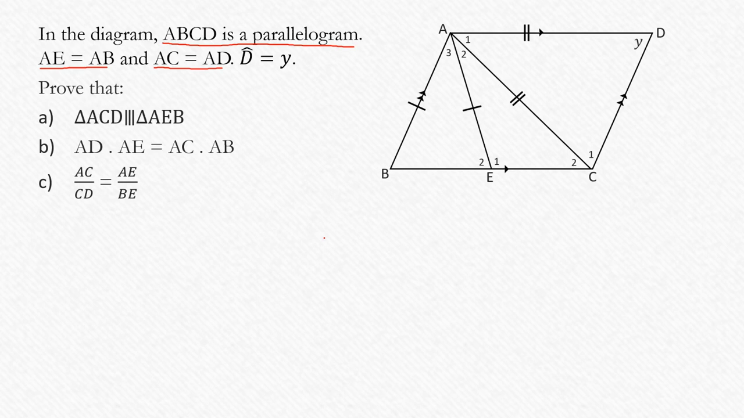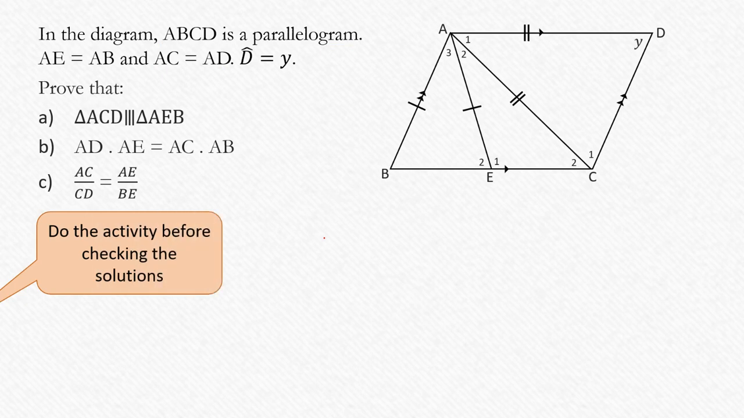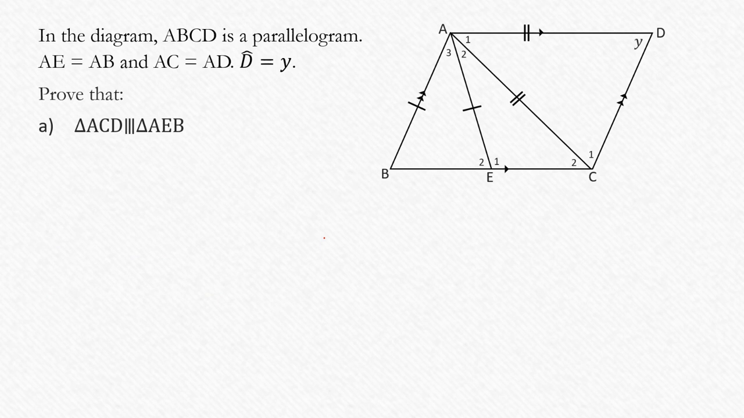So what do we usually do? We're going to start with A, which is proving that the two triangles are similar. So we'll start by matching the angles. Right, so which triangles are we looking at here? Triangle ACD.